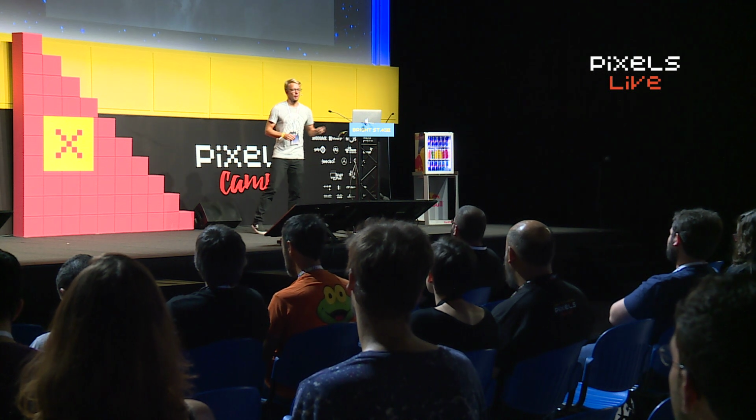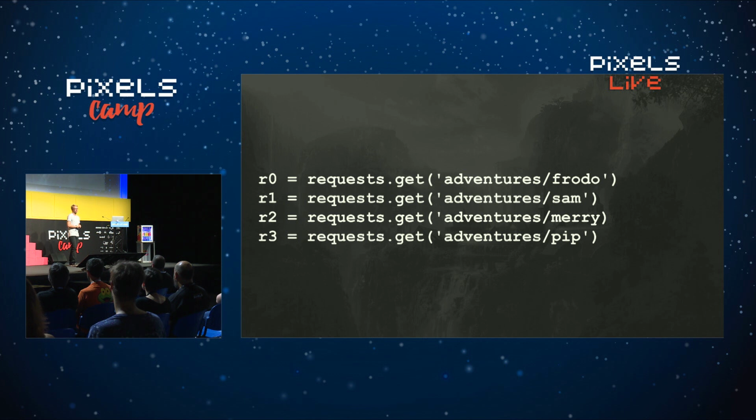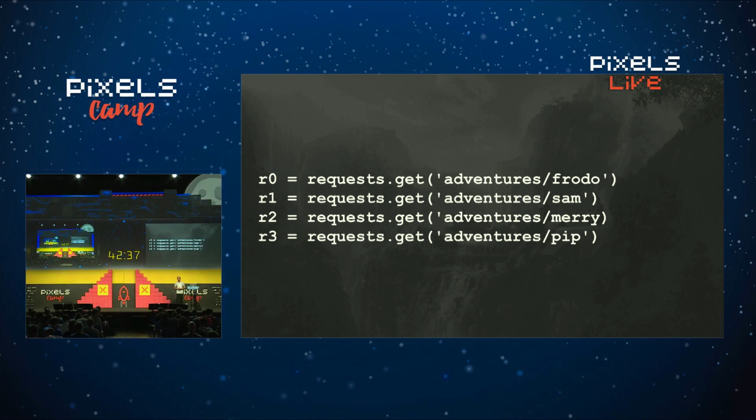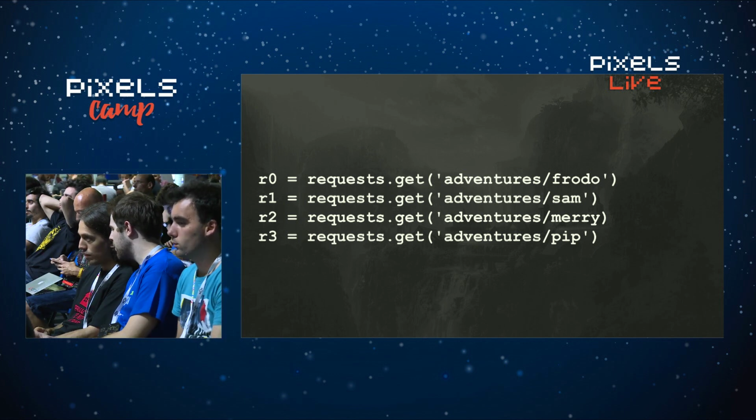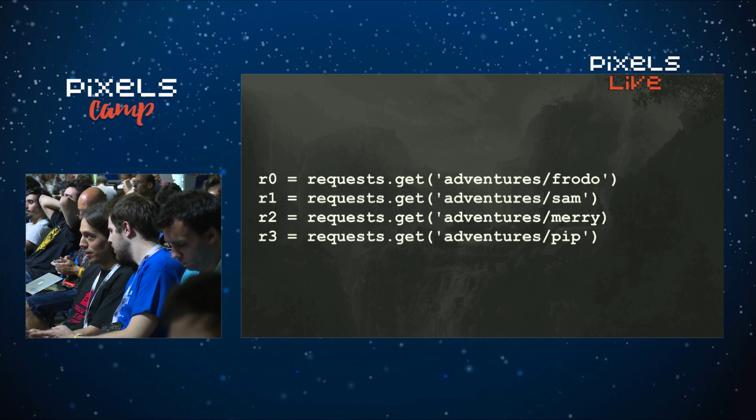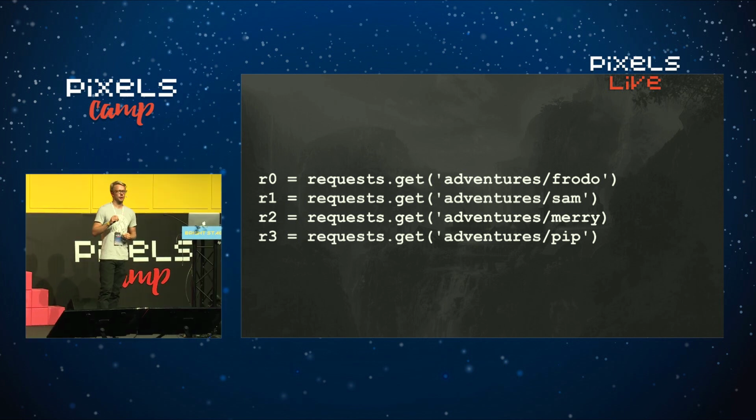Okay, and now let's take a look at another problem. So we're still in Python land, but this time, instead of accessing the database, we are fetching the adventures through an API. We're basically doing a simple GET request and getting the adventures from there. Because this is blocking code, every time that we do requests.get, we are going to wait for the response from the external server. And this can take quite a long of time.